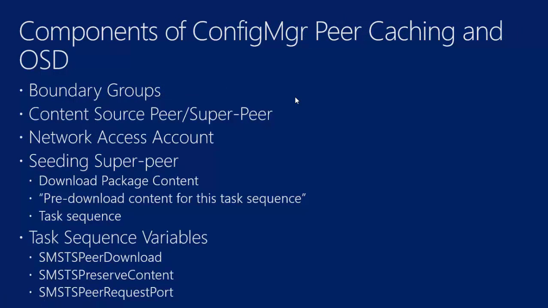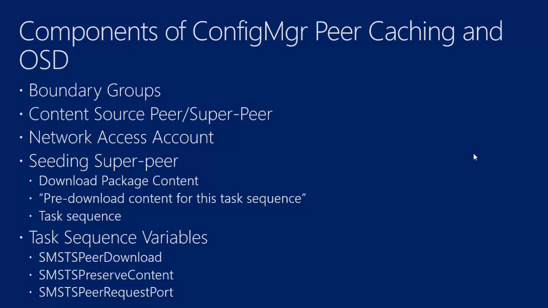So what are the components of ConfigMgr peer caching? I just want to do a high-level overview. We talked about the first three already: boundary groups, content source peers, super peers, and the network access account. But specifically, there are a few concepts and terms that you will see in the documentation, and sometimes they might be confusing. They'll be used in conjunction when talking about various ways that you can leverage OSD. So I want to go over those here. We'll start with the idea of seeding a super peer.